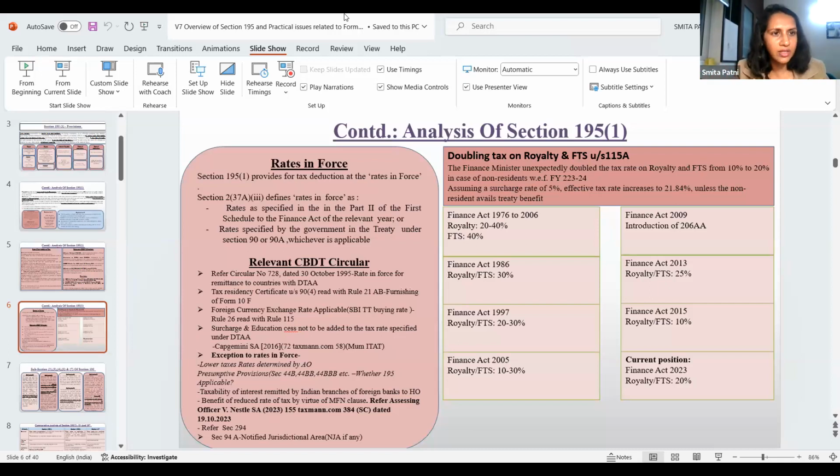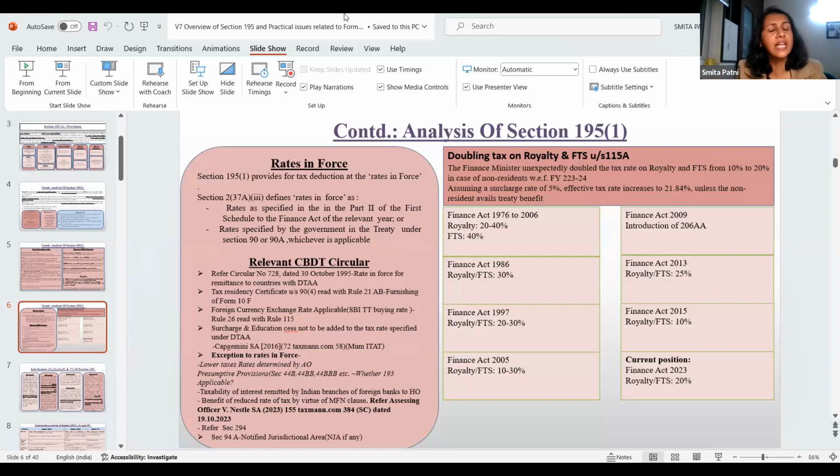Mr. Chidambaram was the finance minister at that time, and in the memorandum he said that the reason for increasing the rates was that there was an anomaly between the income tax rates and the DDAA rates. So to clear that anomaly, or to bring both the rates at par, we have increased the rates.